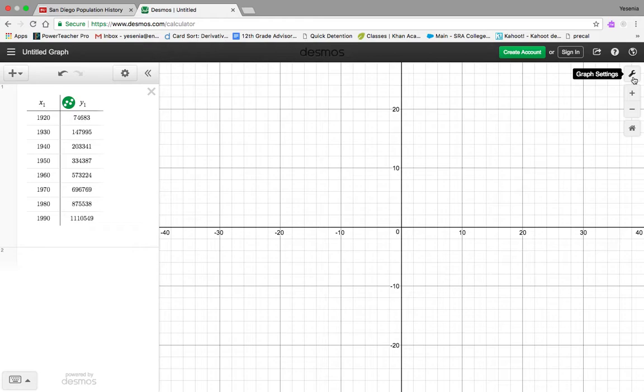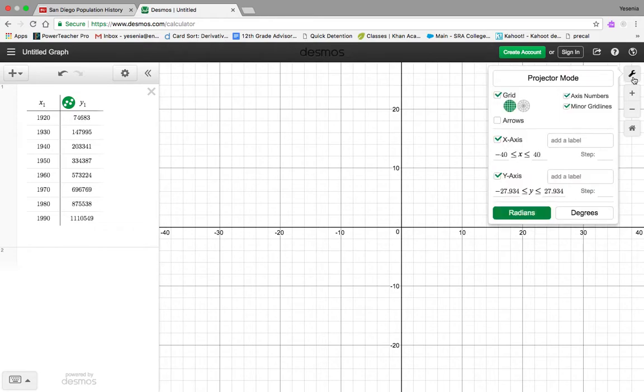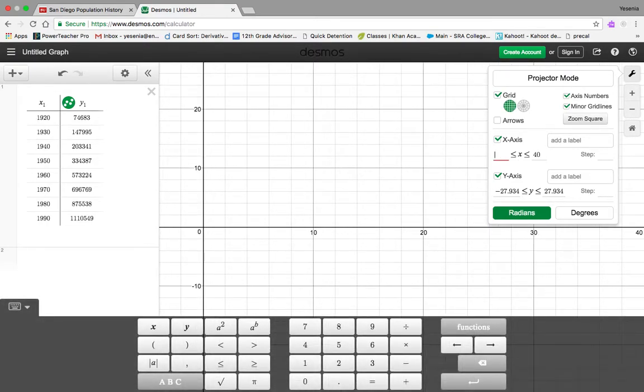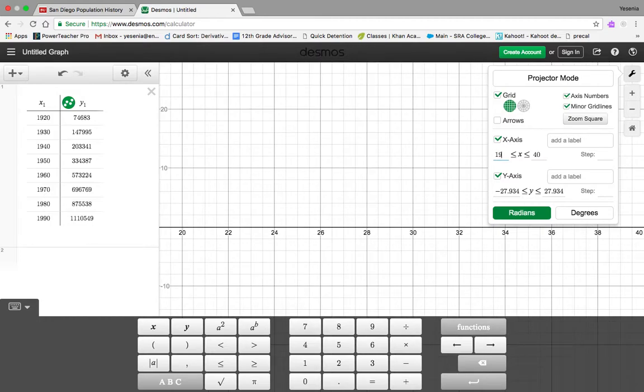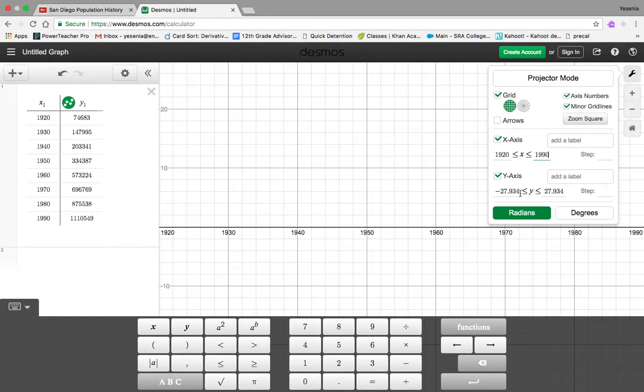You're going to go to this little wrench right here. You're going to put your lowest x value, where you start. I started at 1920, therefore my scaling is going to start from there. My highest x value is 1990. Good. Now my lowest y value, the range is going to be this number right there.